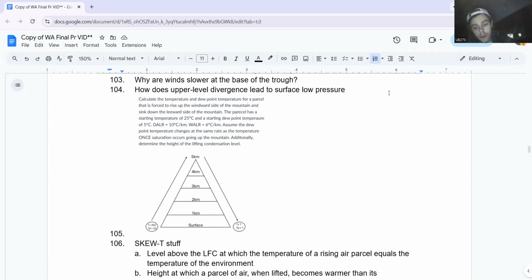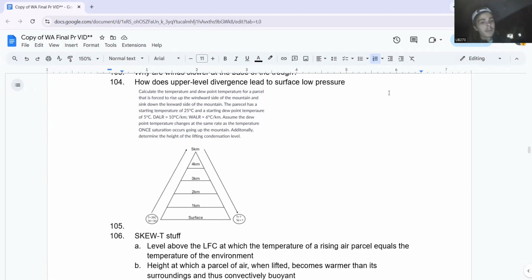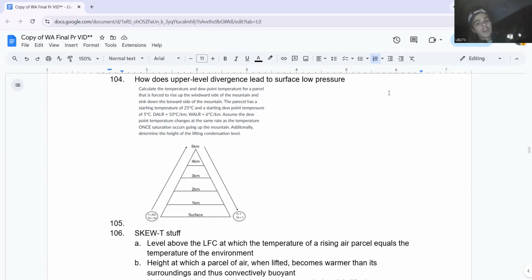Also, the centrifugal force opposes the pressure gradient force at the trough. Since it points to the outside of the curve, it is with the Coriolis force, and the pressure gradient force points upwards. And because the centrifugal force is opposite of the pressure gradient force, that also slows it down. Next, how does the upper level divergence lead to surface low pressure?